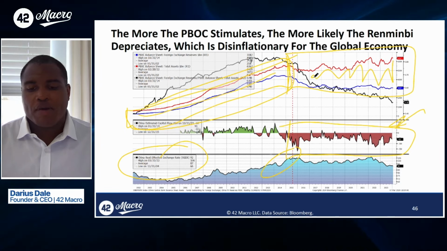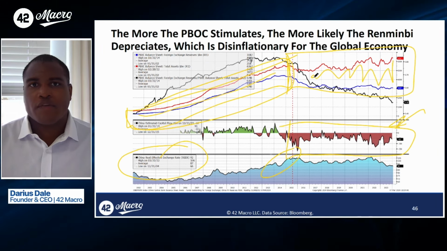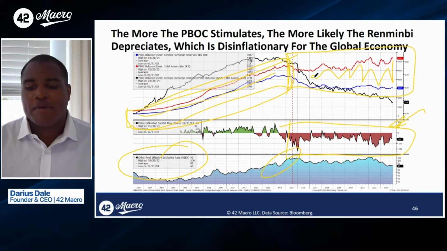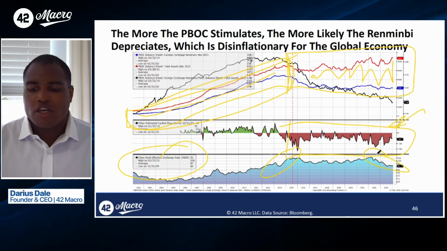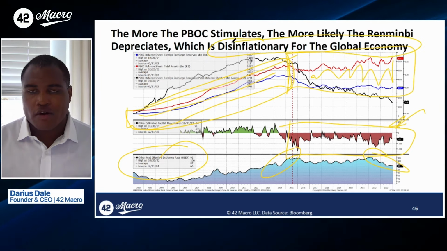So this, in our opinion, means that if China's going to continue stepping on the gas from the perspective of liquidity provision, what's going to continue happening is the renminbi is going to continue to decline and depreciate, and that is disinflationary for the global economy. So that's another positive thing.